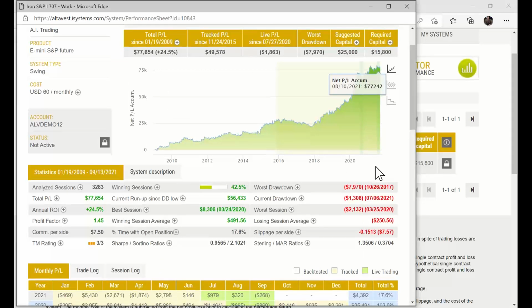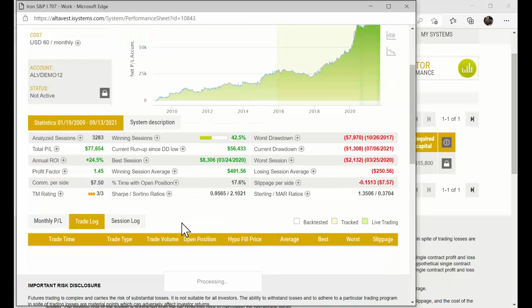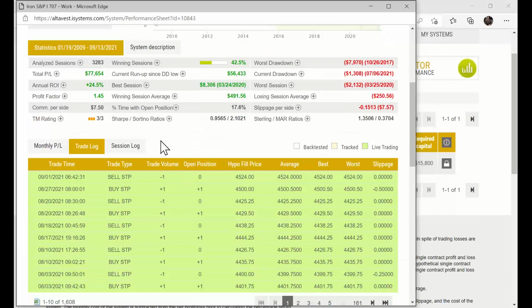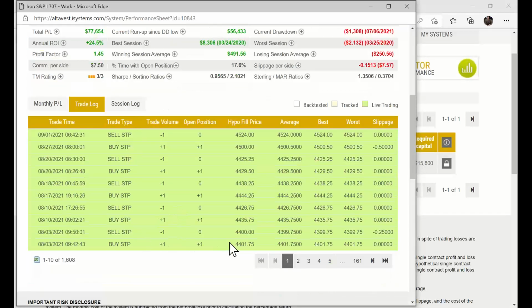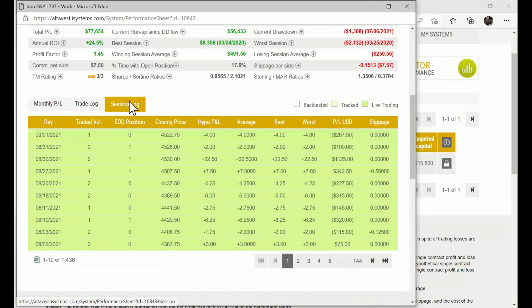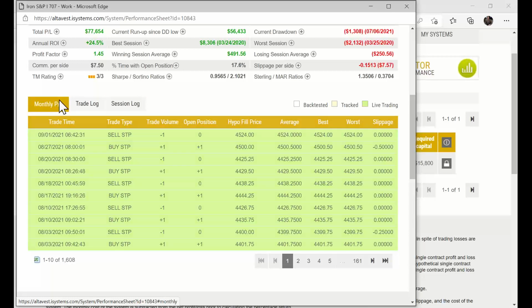And then look at this here. Everything is available and transparent. You can see your trade log. You can go backwards in time. It'll give you all the fill prices. You can see it based on trade by trade or day by day. So you can see that there. So everything is available and fully transparent.